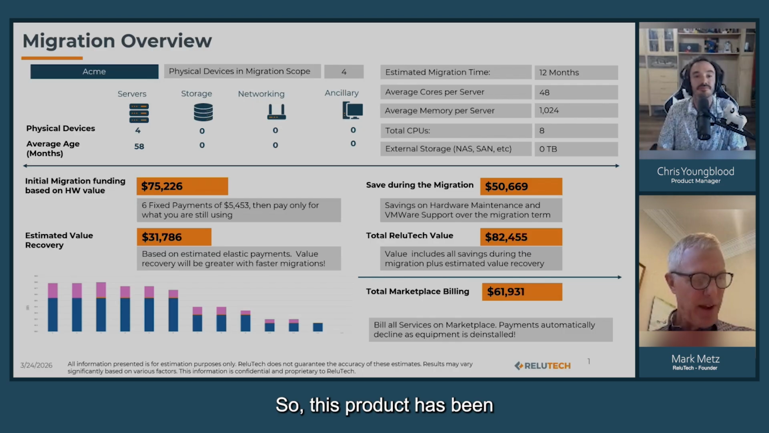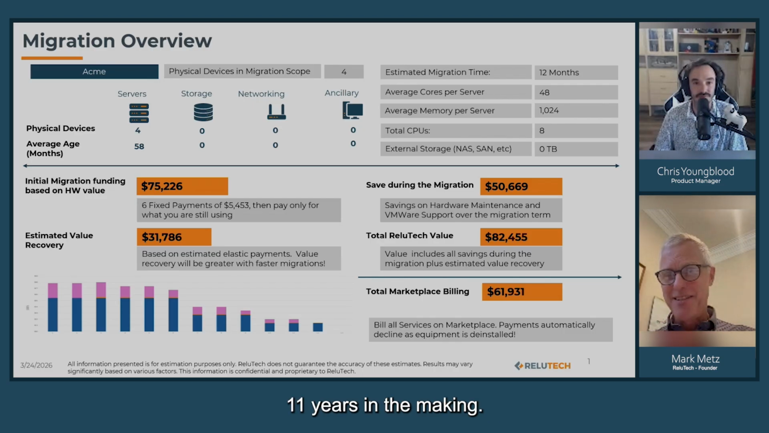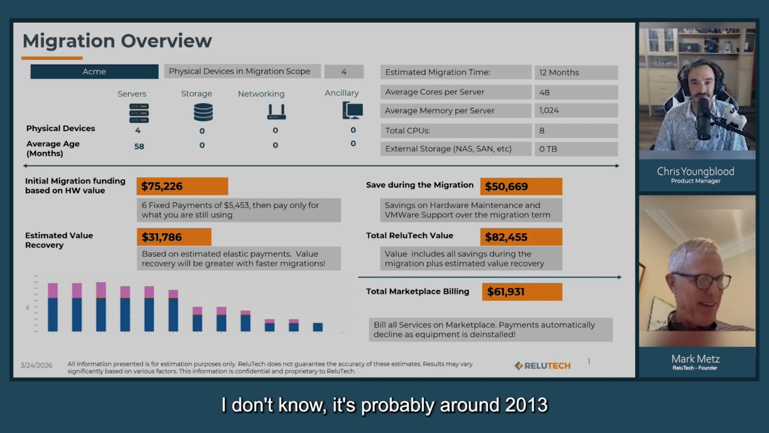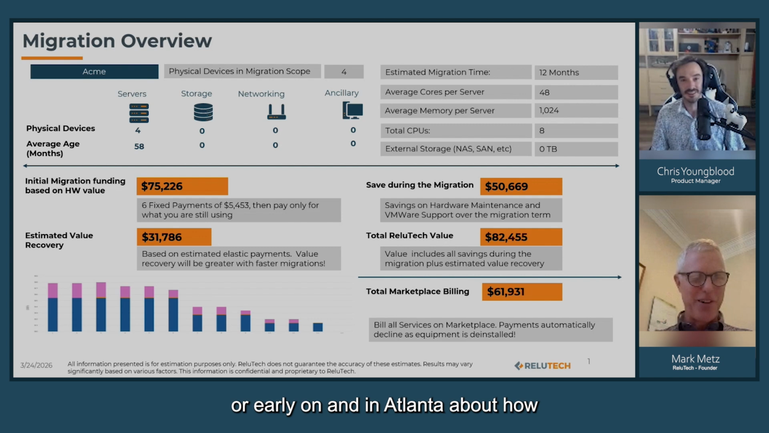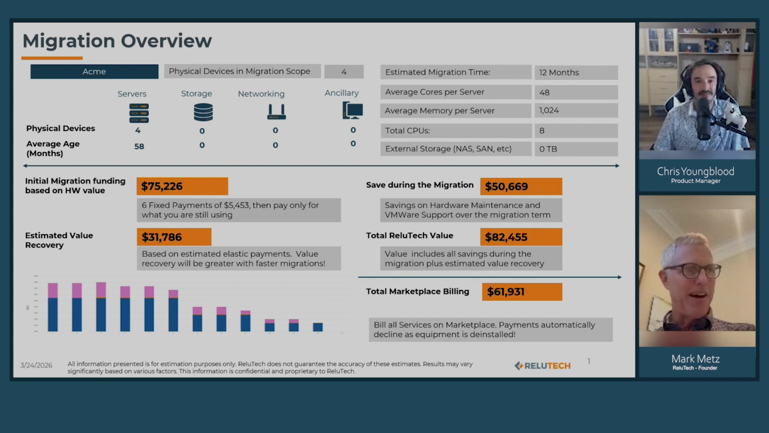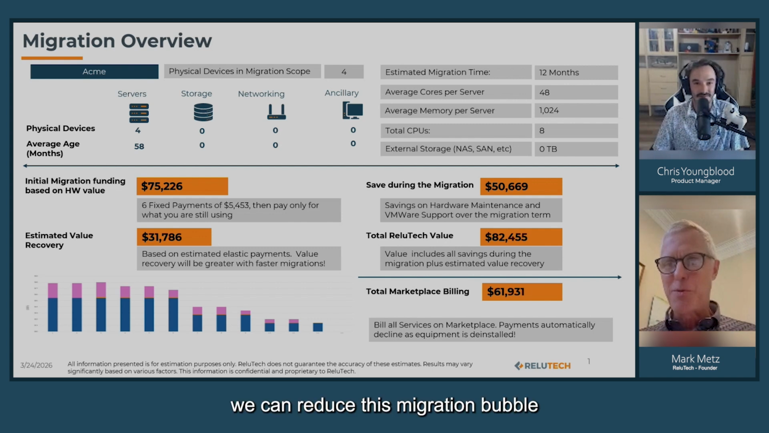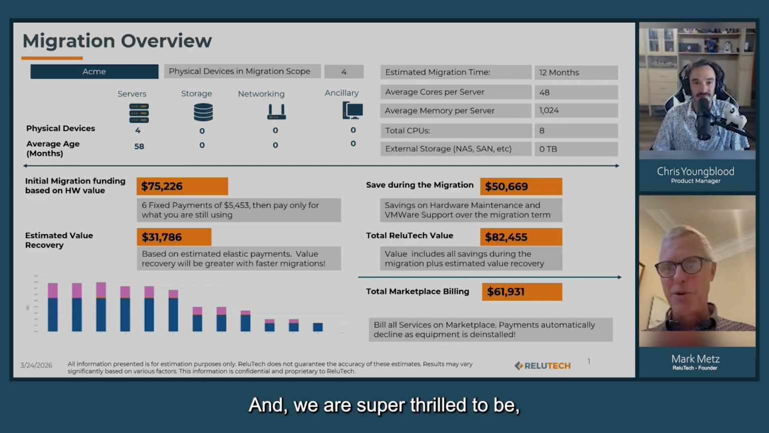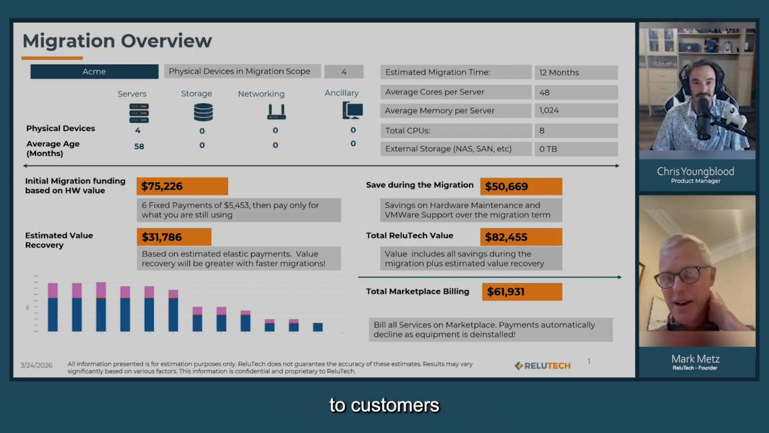So this product has been 11 years in the making. I originally drew this product up in an AWS office, probably around 2013, early on in Atlanta, about how we can reduce this migration bubble with some of our services. And it's been a long time, and we are super thrilled to be presenting this now to customers who are migrating to the cloud.